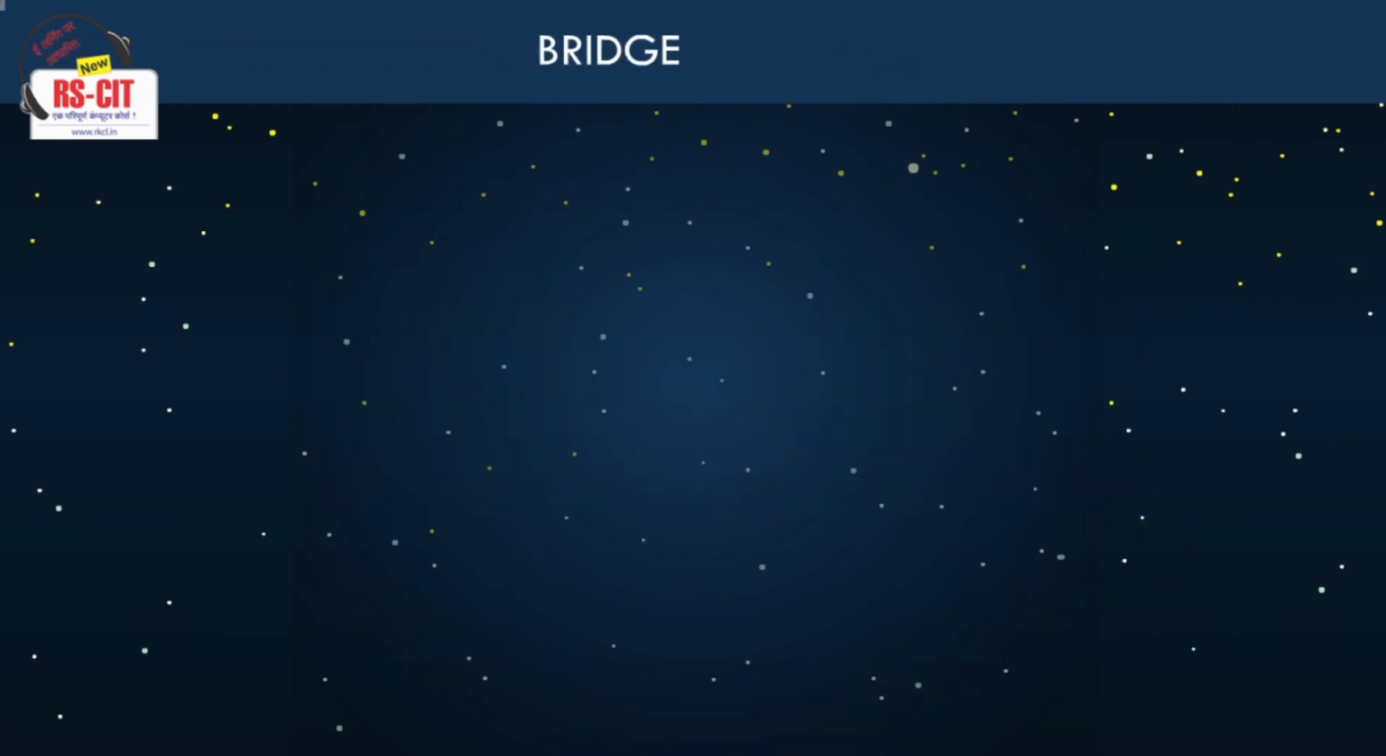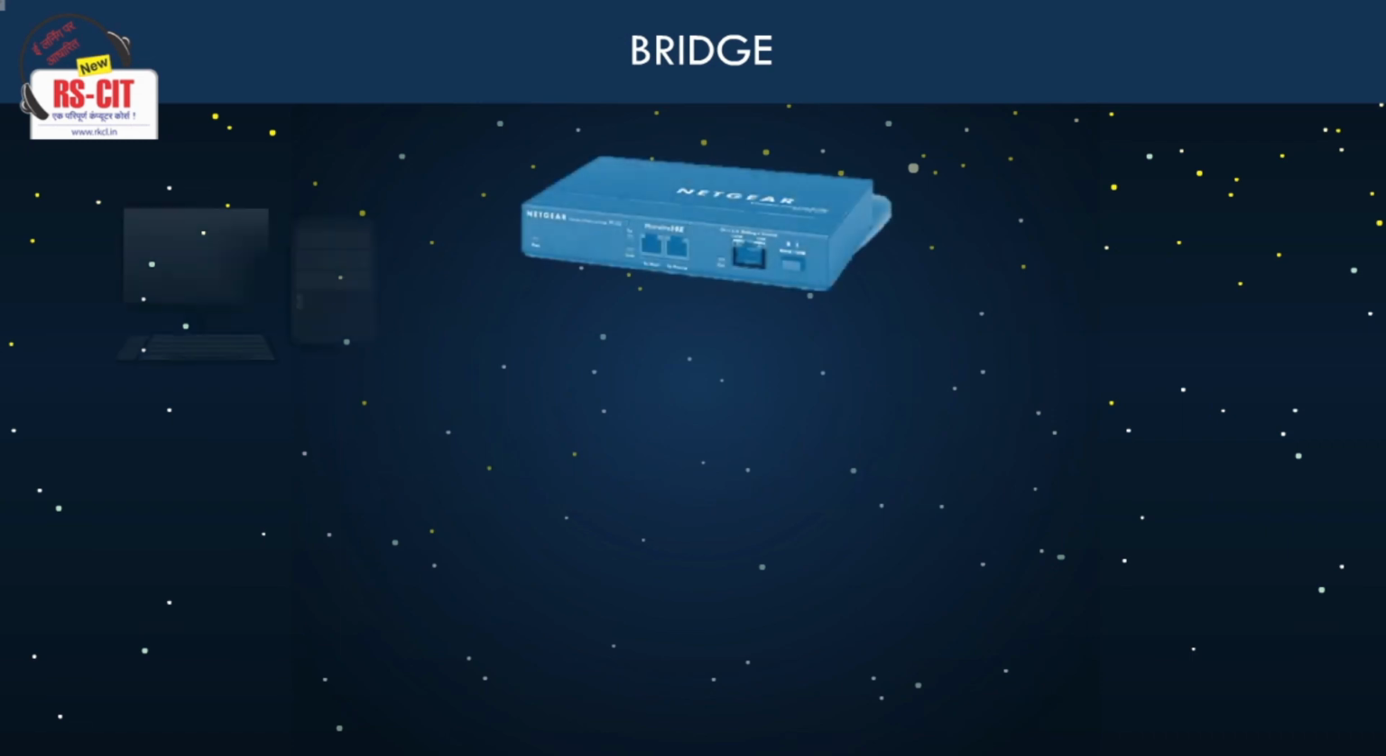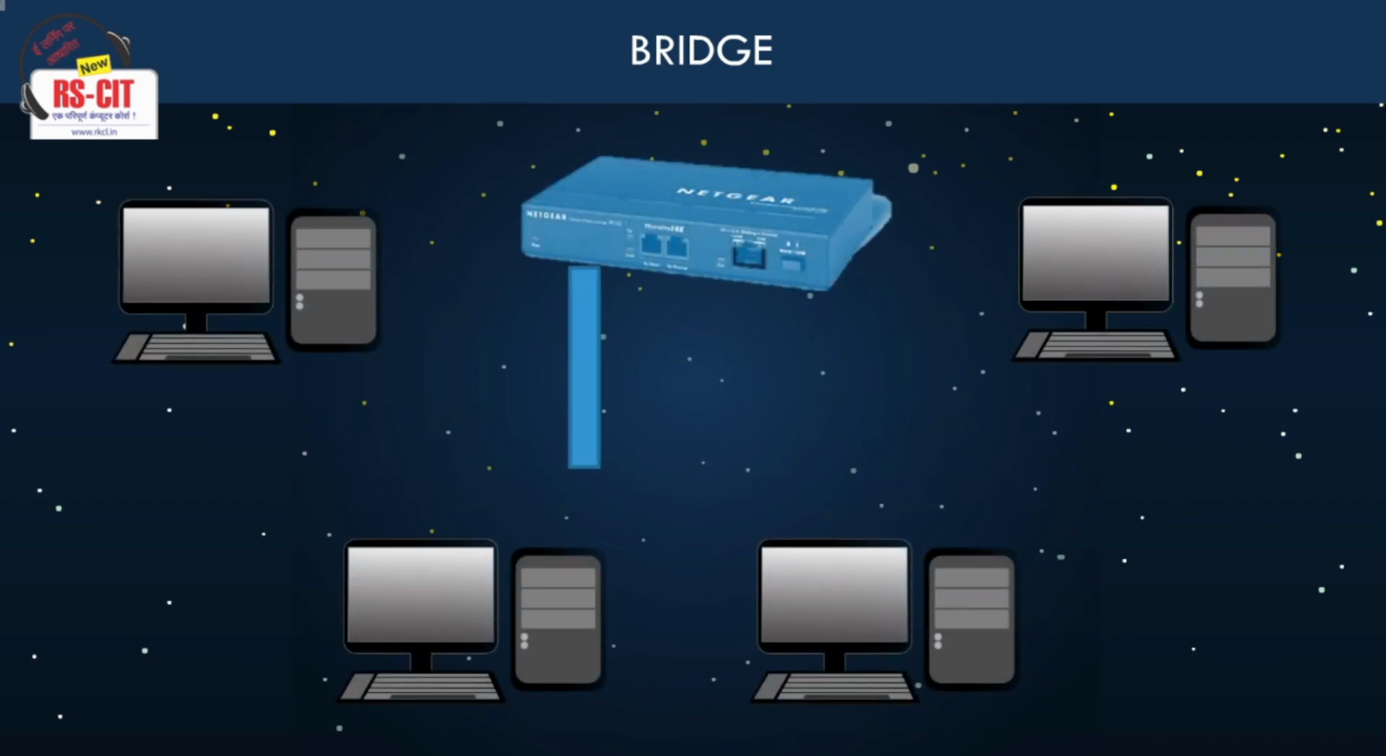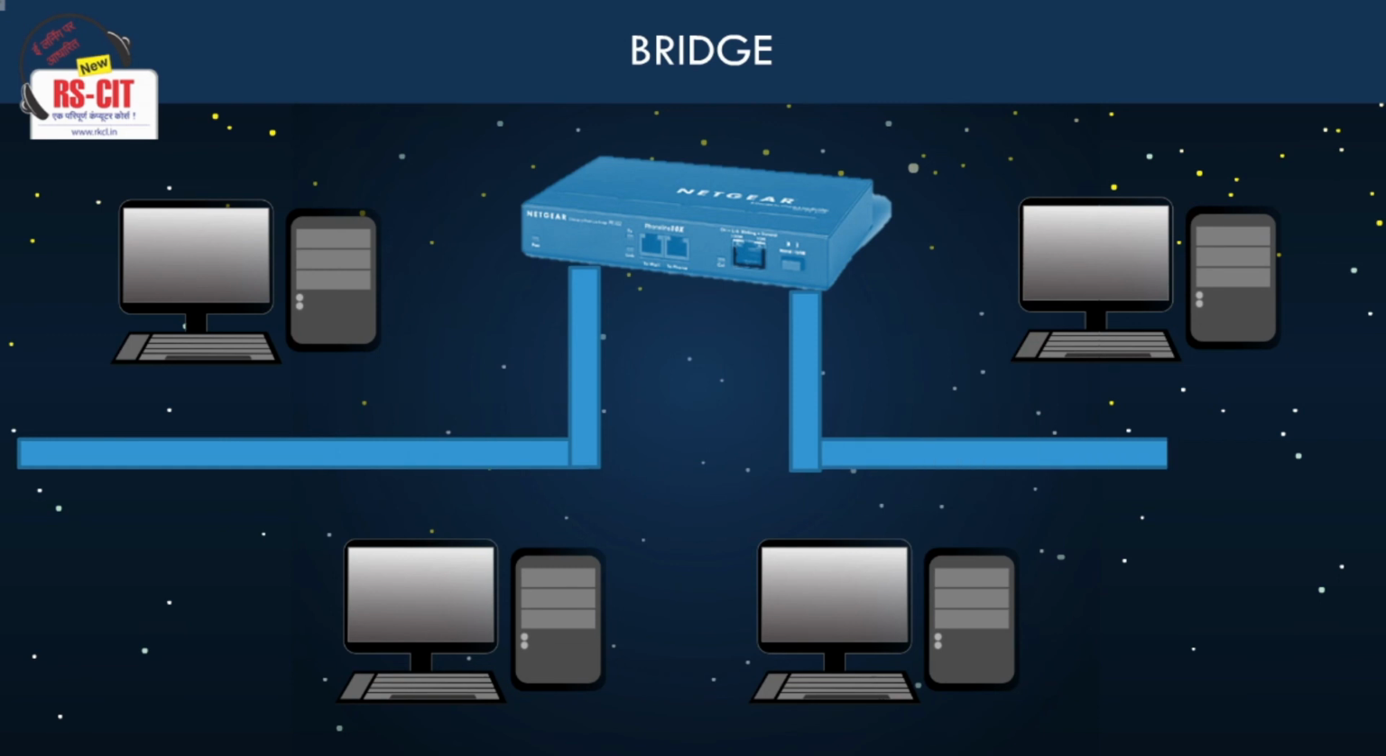Bridge. A bridge is used to join two network segments together. It allows computers on either segment to access resources on the other. They can also be used to divide large networks into smaller segments.